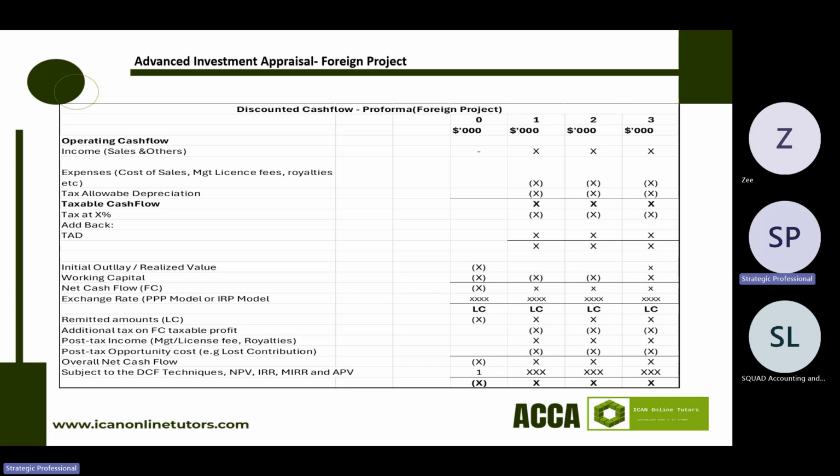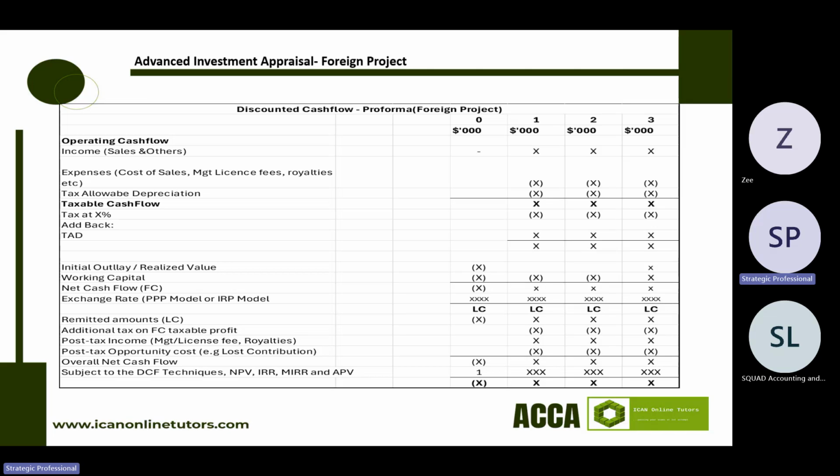So to us in Nigeria, we are going to be giving the person what? We are going to be giving the person the license. It will be a fee to the person in the foreign operation. It will be like an income to us in Nigeria. So that's why you have it as a cost at the foreign operation and as an income in the what? In the home country, which is the local currency. So we have post-tax income, which is management and license fee, and royalties. Also, we have post-tax opportunity cost, loss contributions.